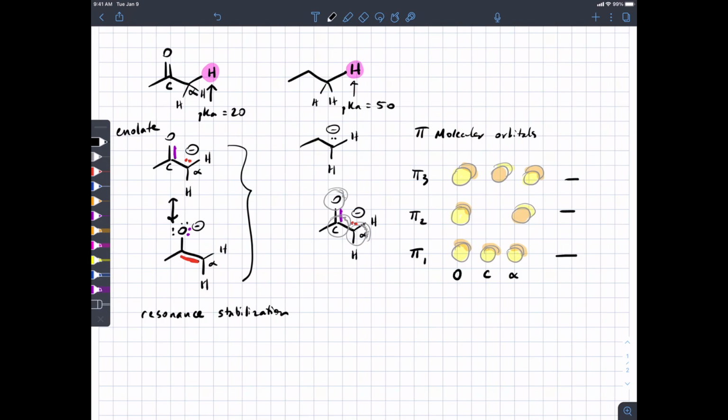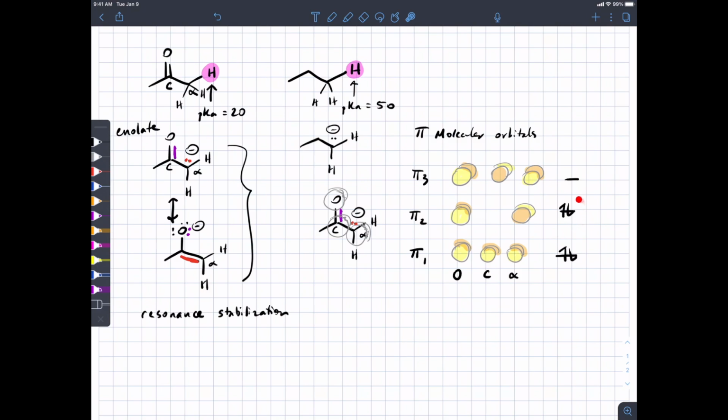This is what the three pi molecular orbitals look like. In the case of the enolate, we have 4 electrons involved in resonance, the purple ones and the red ones. And so we fill the 2 bottom orbitals. This lowest energy orbital represents the electrons that are spending time in between oxygen, carbon, and carbonyl carbon and the alpha carbon, and sort of represent this pi bond that's delocalized across all 3 atoms.